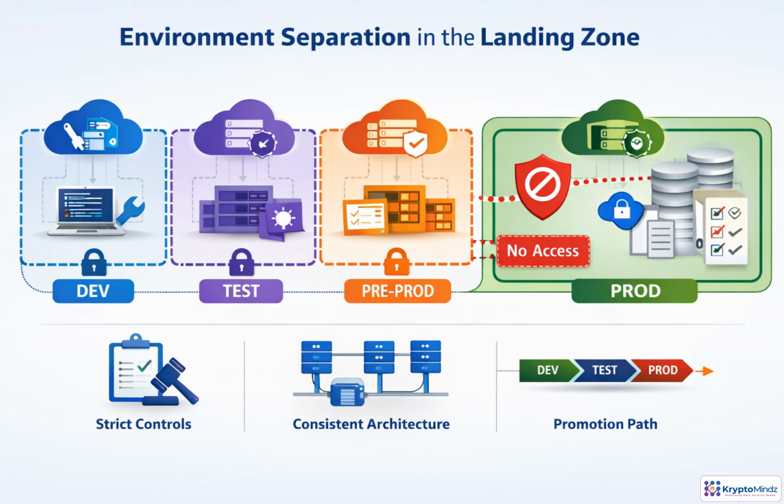Environment separation protects regulated onboarding while still allowing fast delivery. Each environment gets its own subscription, or at least strong network and resource boundaries, so mistakes in dev or test can't impact production. Non-production never holds real KYC data, keys, or audit logs. As you move toward production, policies tighten, approvals increase, and privileged access is more restricted. Yet the architecture pattern stays consistent, so what works in pre-prod behaves the same when promoted to production.